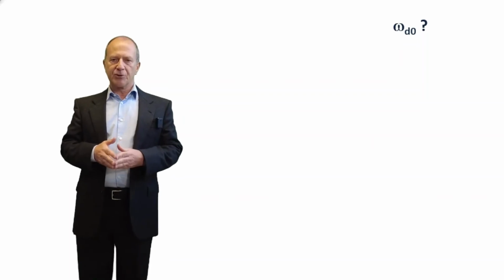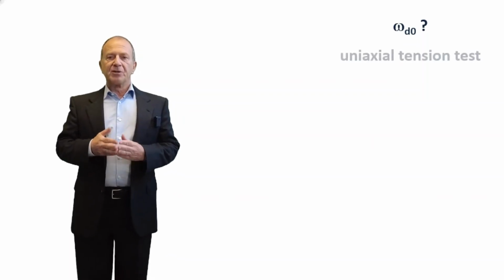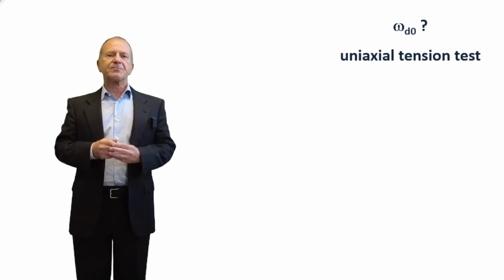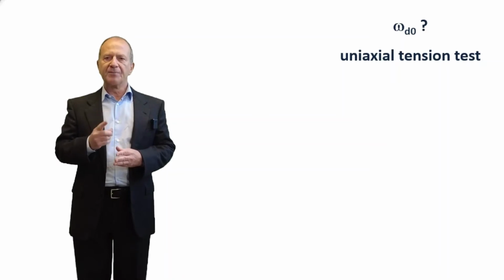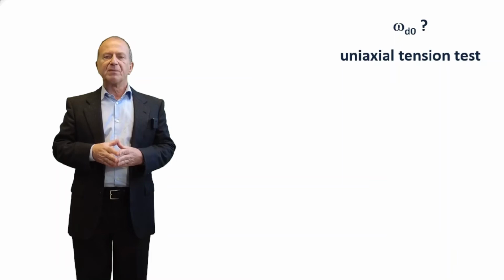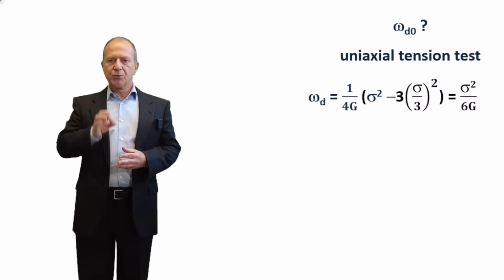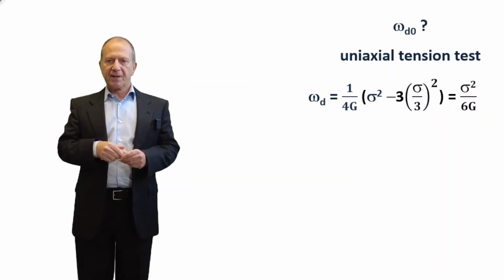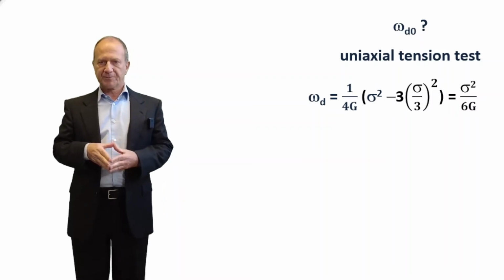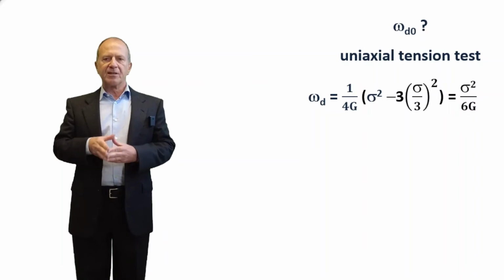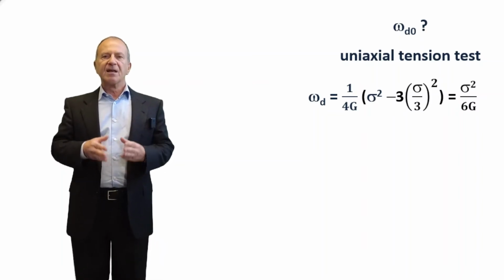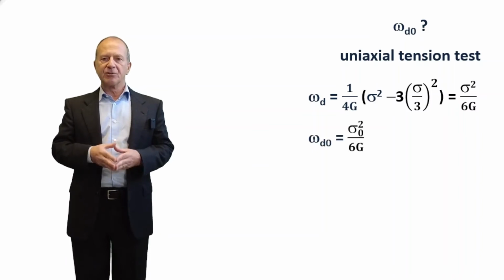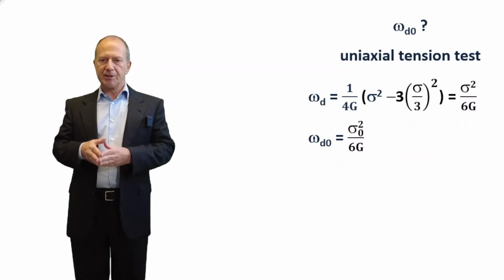How do we get the allowable value of the distortion strain energy density omega d0? The simplest way is to get it from a uniaxial tension test. Assume that all the stress components vanish but one, say sigma 11, and let's denote it simply by sigma. In this case, the distortion strain energy density omega d is (sigma squared minus 3 times 1/3 of sigma squared) divided by 4G. That is sigma squared divided by 6G. If sigma 0 is the yield stress, or more generally the allowable stress, the allowable distortion strain energy density omega d0 is sigma 0 squared divided by 6G.